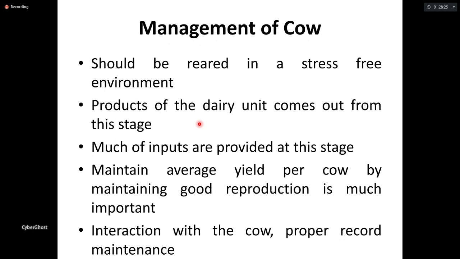No outside encroachers, predators, or any other animals should come into this kind of environment. So we have to maintain all the standard requirements for these animals. And we have to maintain proper records: the feed intake, maybe water intake if possible, the health records, the production records. Everything has to be maintained in proper order.